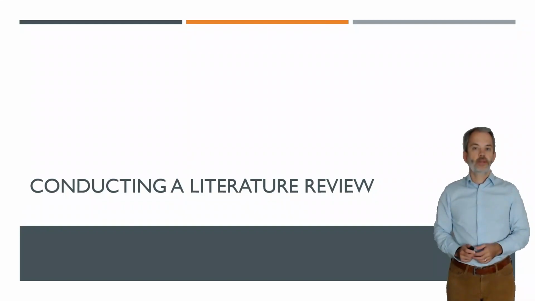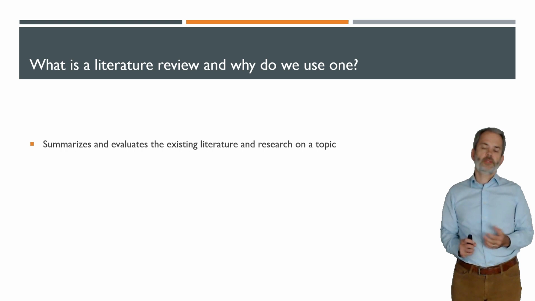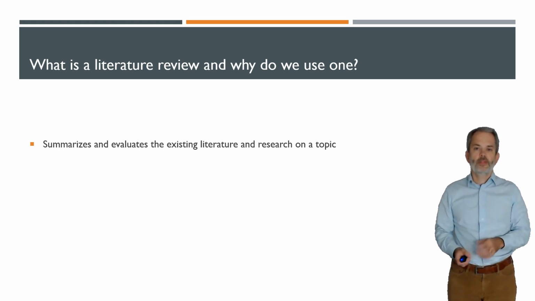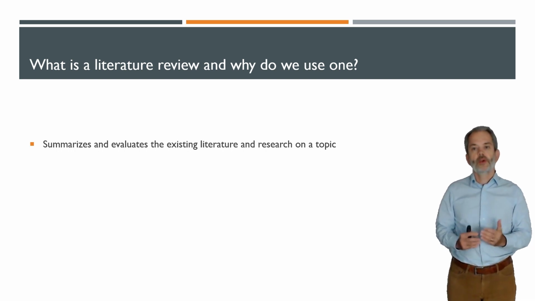In this video, we will discuss how to conduct a literature review. First, what is a literature review and why do we use one? A literature review, for our purposes, is part of a research paper that summarizes the relevant literature on a research topic. In summarizing and evaluating the existing literature, you should focus on those parts that are relevant to your topic.